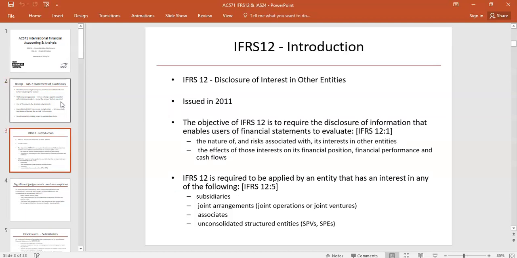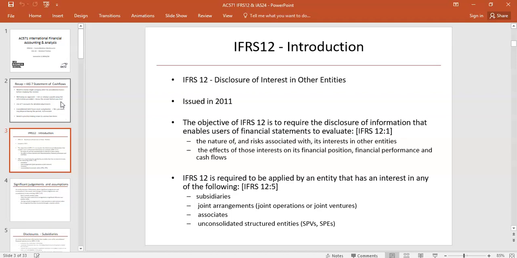Now IFRS 12 was issued in 2011. That's when IFRS 10 was issued, the new standard for consolidations, which replaced IAS 27, and also IFRS 11, which was around joint arrangements. So all of these came as a package, and essentially, in IFRS 3, IFRS 10, IFRS 11, there's no mention of disclosures. What the standard body did was they left all the consolidation-related disclosures to a single standard, IFRS 12.